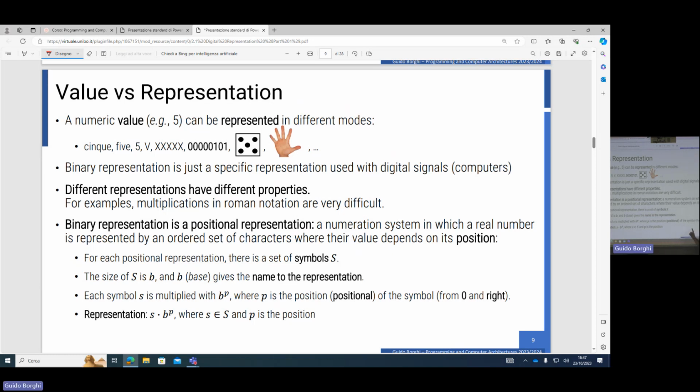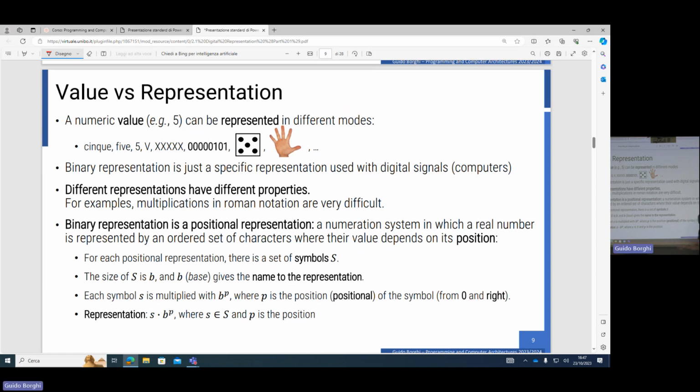Okay, the position, remember, and I will repeat this element many times since it's very important. We count the first position on the right, and we start from 0. We are in computer science, so we start from 0 every time. So we start to count the positions from the right and from 0: 0, 1, 2, 3, 4. Not 1, 2, 3, but 0, 1, 2, 3, 4, and so on, from the right to the left.